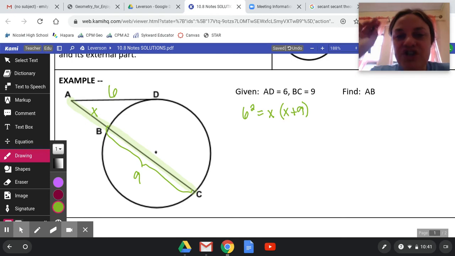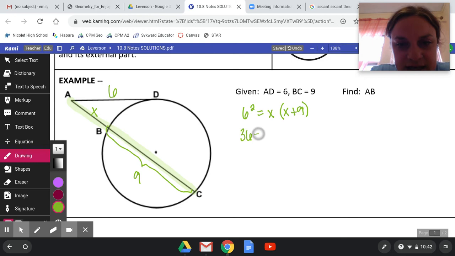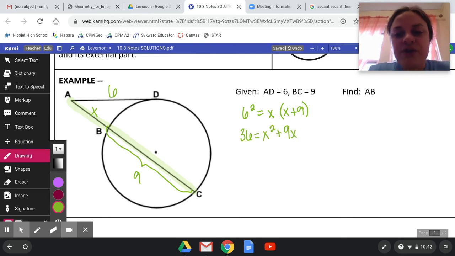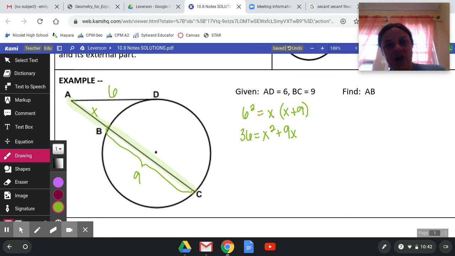Okay, so now I'm just solving this algebraically. 6 squared, 36, is equal to X squared plus 9X. So in the last example, I added the X squared to both sides when I was getting everything equal to 0, because I always like to have a positive coefficient on my X squared. In this case, X squared is positive as is.